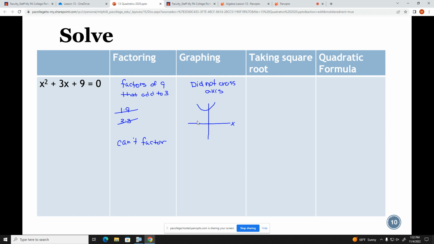This has some real life implications for us. Because it did not cross the axis, the solutions are not real. Another way of saying that is that the solutions are complex numbers. Complex numbers are those that contain i.